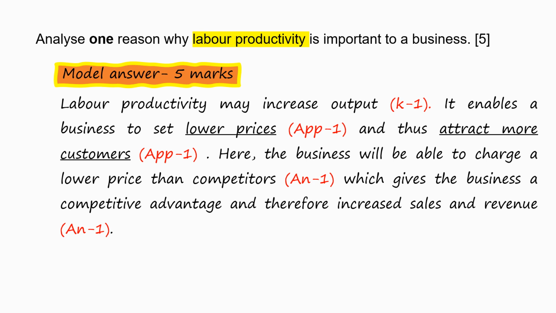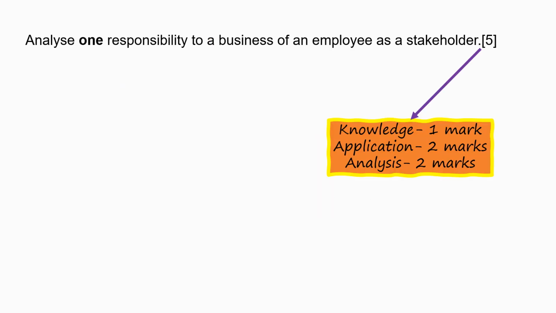Analysis. What will happen? Say charge a lower price than competitors. First analysis. What will happen again? Which gives the business a competitive advantage, and therefore increased sales and revenue. All right. Next example for question 4.